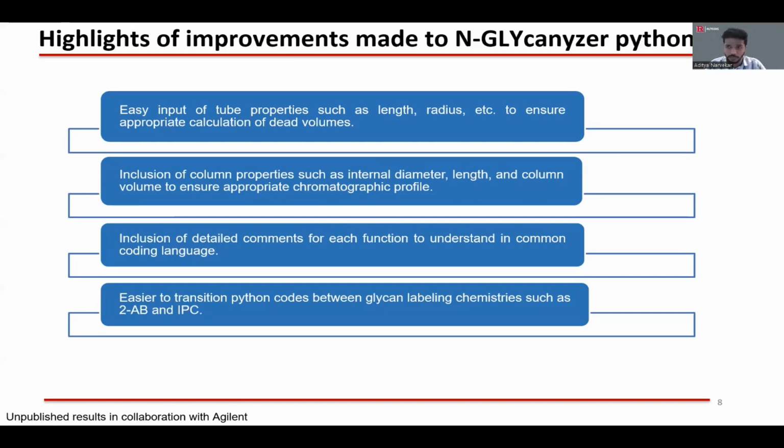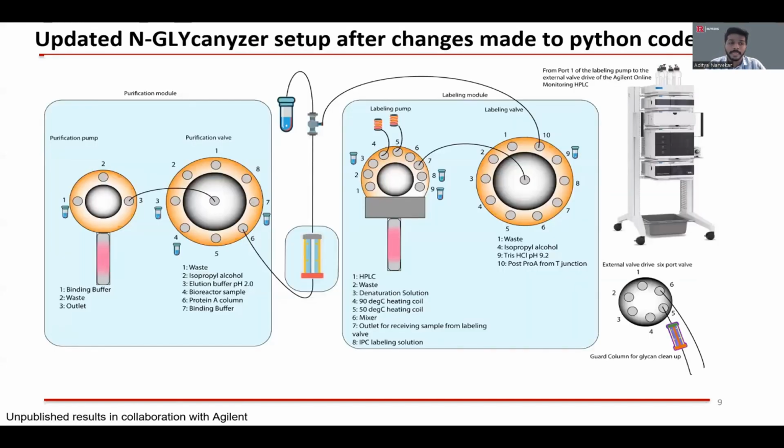After making these changes to the Python code and updating it, this is the updated N-glycanyzer setup made at our lab. More or less, the setup is the same.